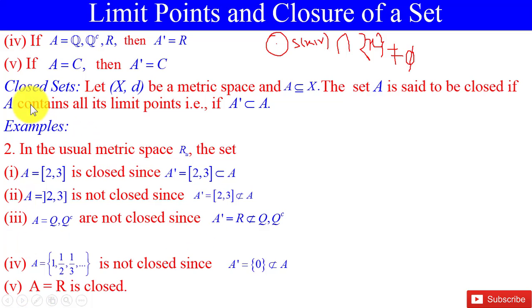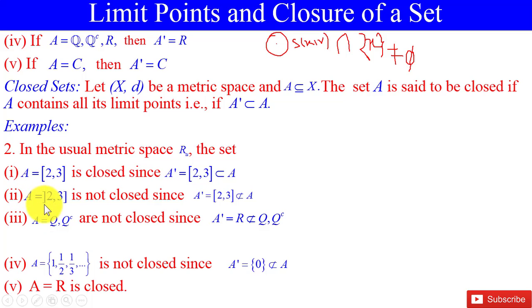Now, closed sets. Let (X, d) be a metric space and A a subset of X. Then the set A is said to be closed if A contains all its limit points, that is, if A dash is contained in A. Examples: in the usual metric space R, the set A equal to the closed interval [2, 3] is closed, since its derived set is equal to the closed interval [2, 3], which is contained in A.